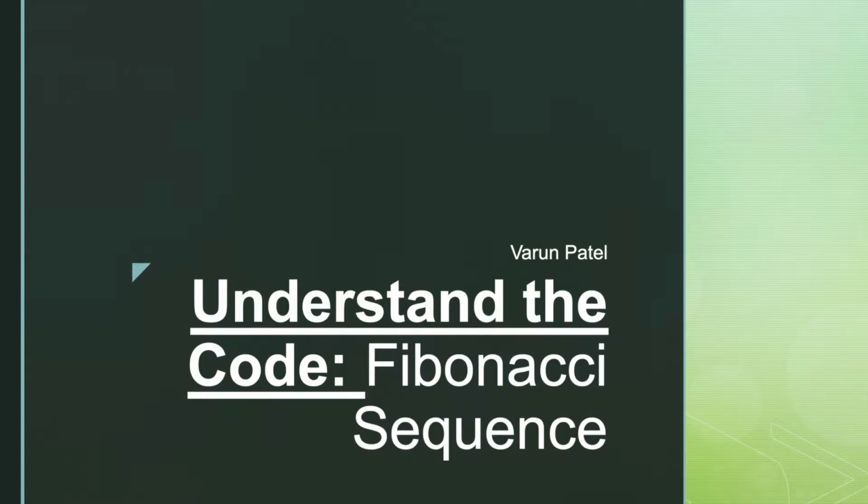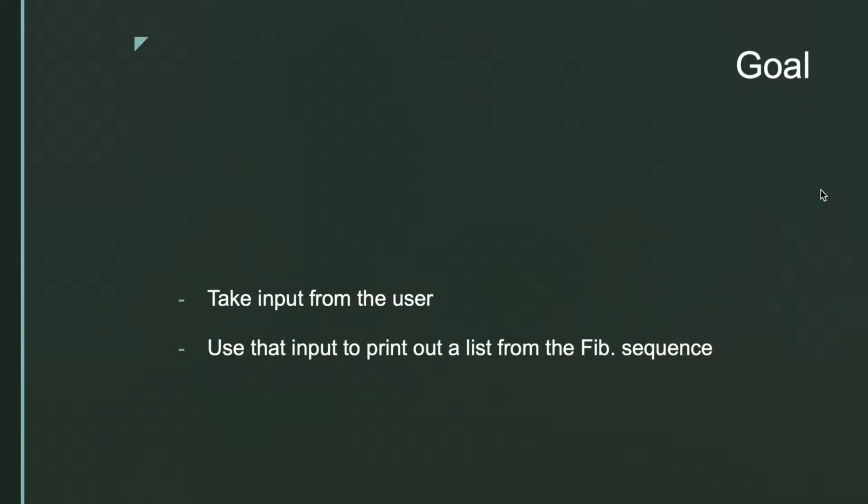The purpose of these videos is to create small projects so that beginners and other users of Python can begin to grasp concepts and become better at programming and their techniques. So let's get started. The goal for this code is to take input from the user and then use that input to print out a list from the Fibonacci sequence. For any beginners out there, this project is best for learning for loops.